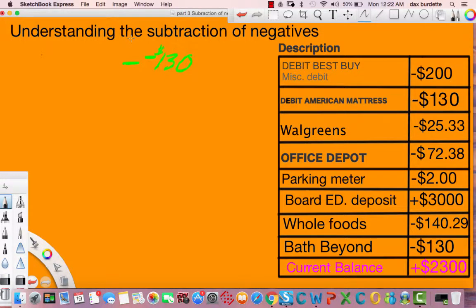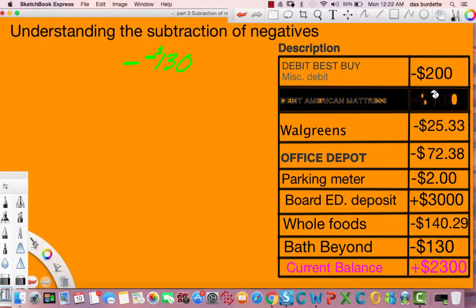Okay? So, if they subtracted this off my account, and let me indicate that real quick, let me just block that out. If that was just subtracted off my account, would I still have a current balance of $2,300? What would happen to my account then? Would it go up or would it go down? How much would they have to give me back? Exactly. They'd have to give me back $130.